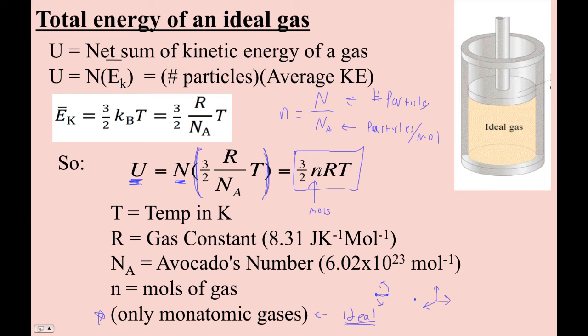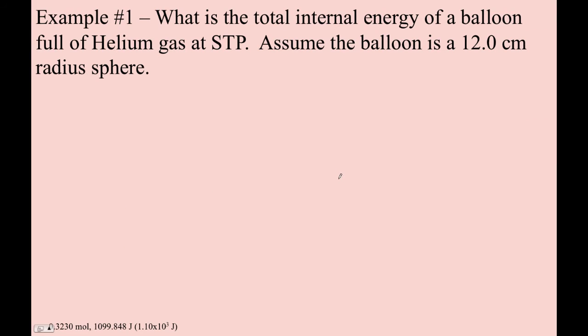All right, here we go. Let's do an example problem. The internal energy is 3/2 nRT. What is the total internal energy of a balloon full of helium gas at standard temperature and pressure? Ultimately we want U = 3/2 nRT.